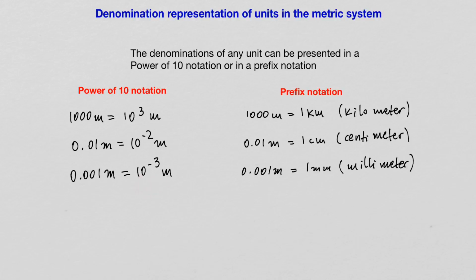And in prefix notation, 1,000 meters is 1 kilometer. 0.01 meters is 1 centimeter, and 0.001 meters is 1 millimeter. So here the rule for naming is that the last symbol or letter in the unit is the basic unit, and what is in front is the prefix.